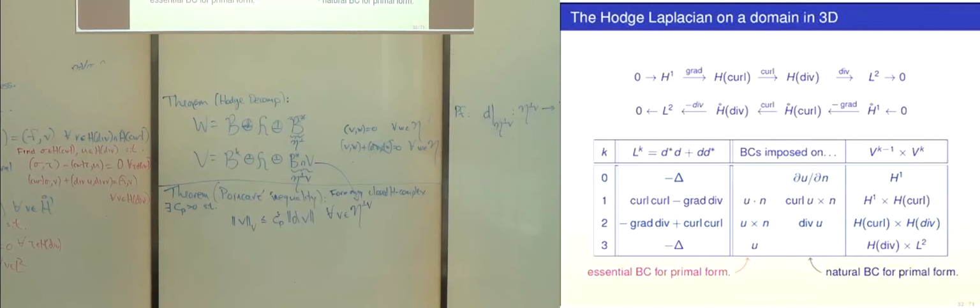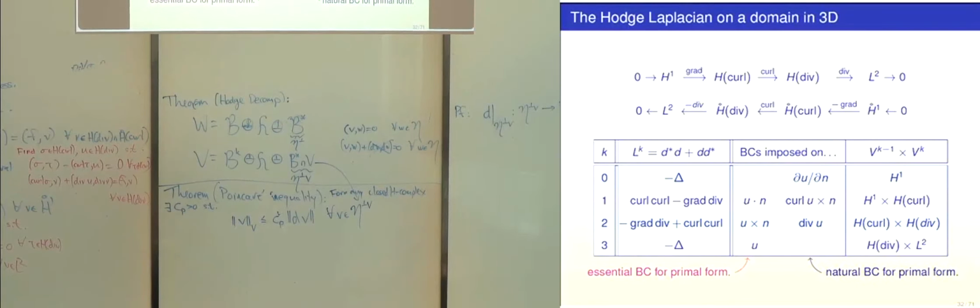So an L2 vector field, if there are no harmonic forms, can be written as a gradient of an H1 field plus the curl of an H curl field, and you can put boundary conditions on the curl field. Okay, that's probably the most common Hodge decomposition. What do they usually call it in fluid mechanics? Helmholtz decomposition, right.